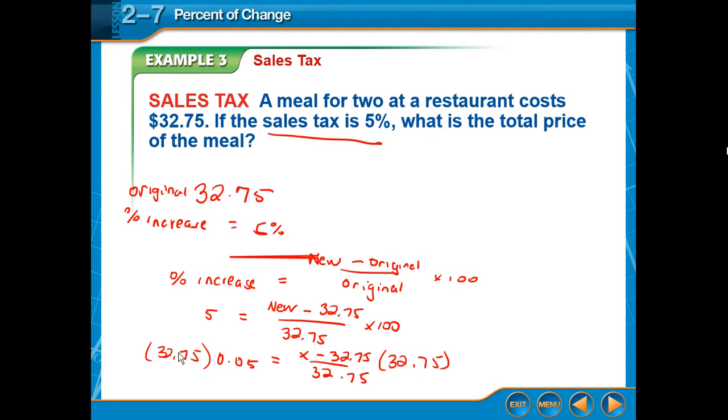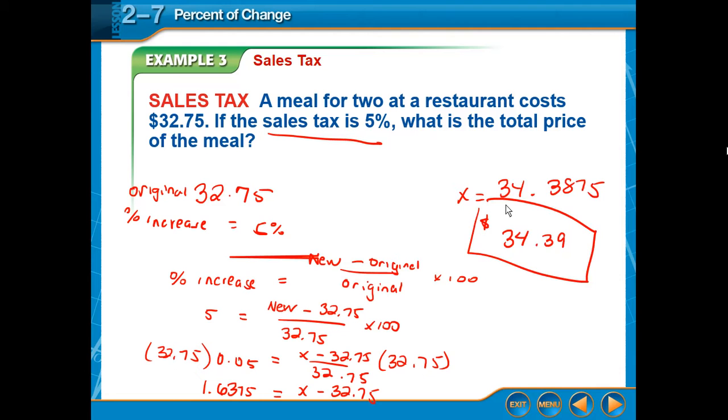So 32.75 times 0.05 is 1.6375, and that's equal to x minus 32.75. So to solve this for x, I'm going to add 32.75 to both sides. And when I do that, I get x equals 34.3875. But since we're talking about US money, it only goes to 2 decimal places. So we're going to call this 34.39. And that's going to be the price that they're going to pay with the tax.